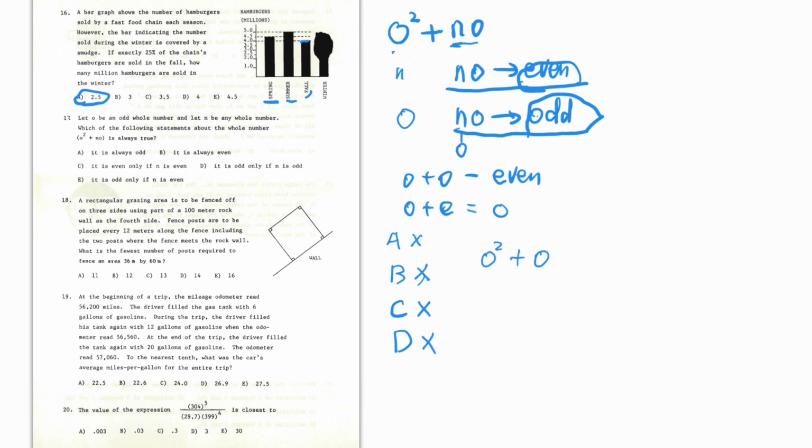E, it is odd only if N is even. N is even, NO is even. Even plus O squared is odd. Even plus odd is odd. So therefore, the answer is E.